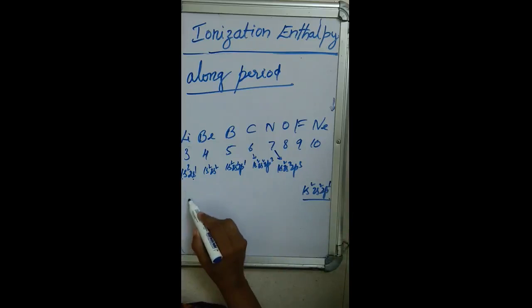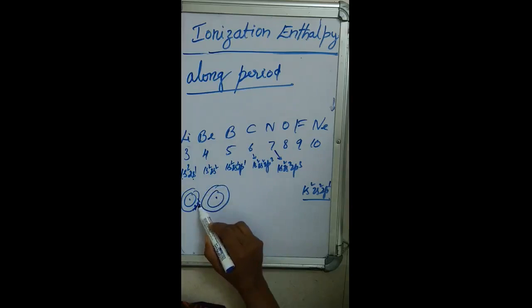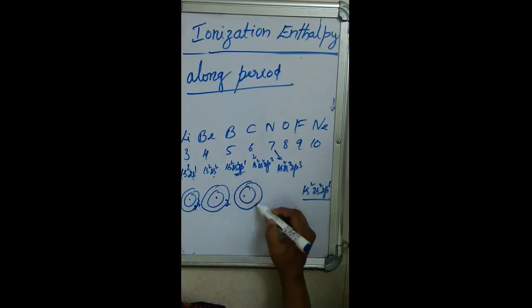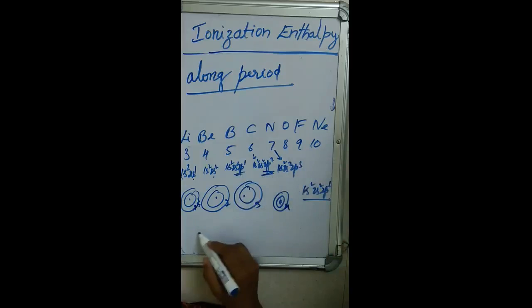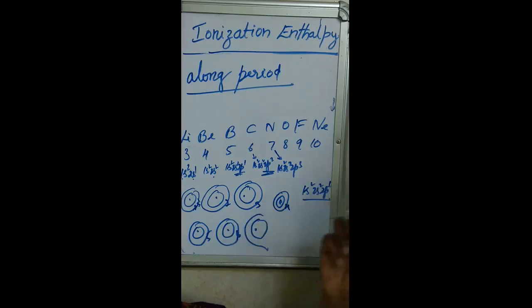Now here what happened: from lithium to neon, it contains only 2 shells. Shell number will not increase. But electrons are added to the outermost shell, more and more electrons. Here the outermost shell contains only 1 electron. In beryllium, 2 electrons. In boron, 3. In carbon, 4. In nitrogen, 5. In oxygen, 6. In fluorine, like that. So finally, for neon, how many electrons does the outermost shell contain?